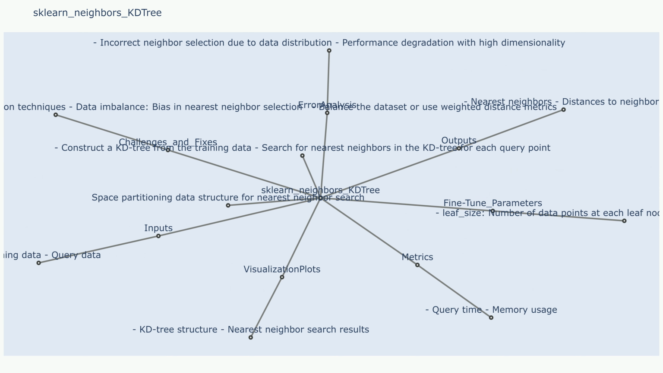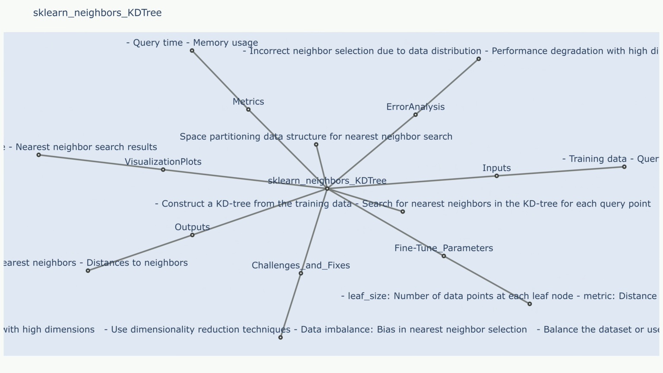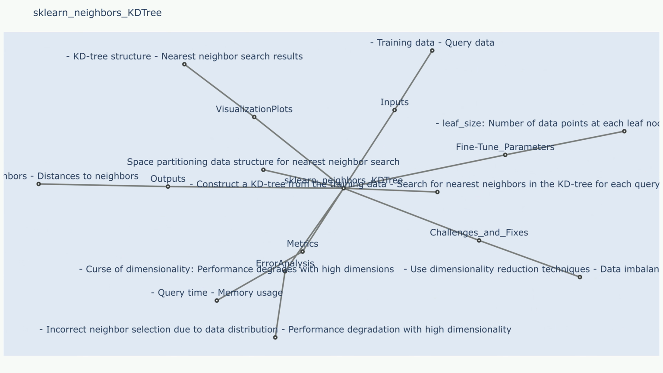Data skewness. If the data is heavily skewed, the KD tree may not partition the space effectively, leading to unbalanced trees and inefficient searches. Sample use case that resulted in challenge 2: when dealing with data with highly uneven distributions, the KD tree might create very deep branches in some regions while leaving other regions sparsely populated.